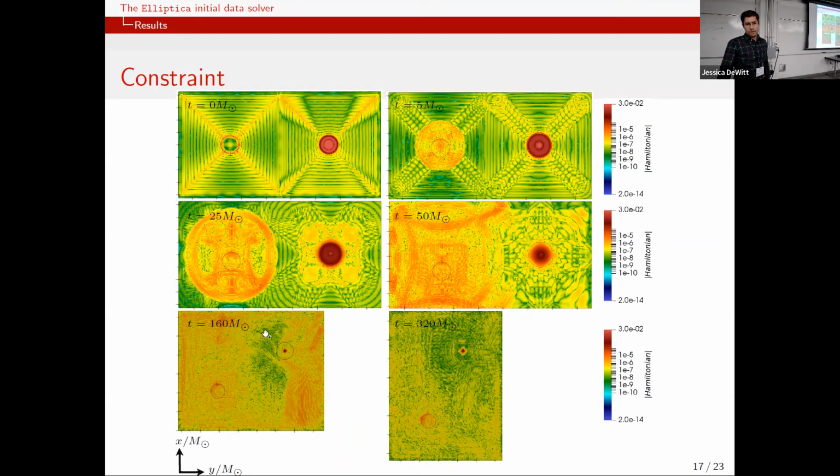And after a while, we see this violation propagating out, and we reach the moving puncture method, and the constraint violation is only focused at the center of the black hole, trapped there, and rests there for the rest of the evolution. So that's what we expect to have in the moving puncture method. It performs very well, this black hole filler.